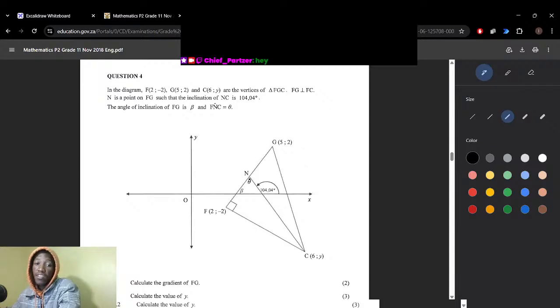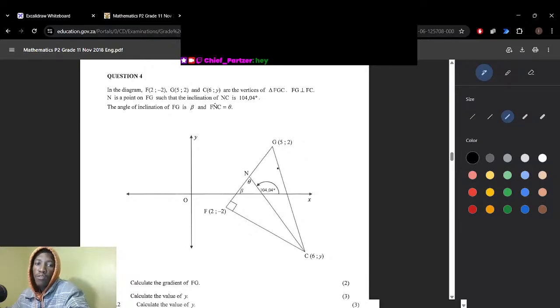But now the funny thing is, it is not explicitly stated that N is the midpoint of FG. But looking at your diagram, it's safe to assume that N is the midpoint of FG.